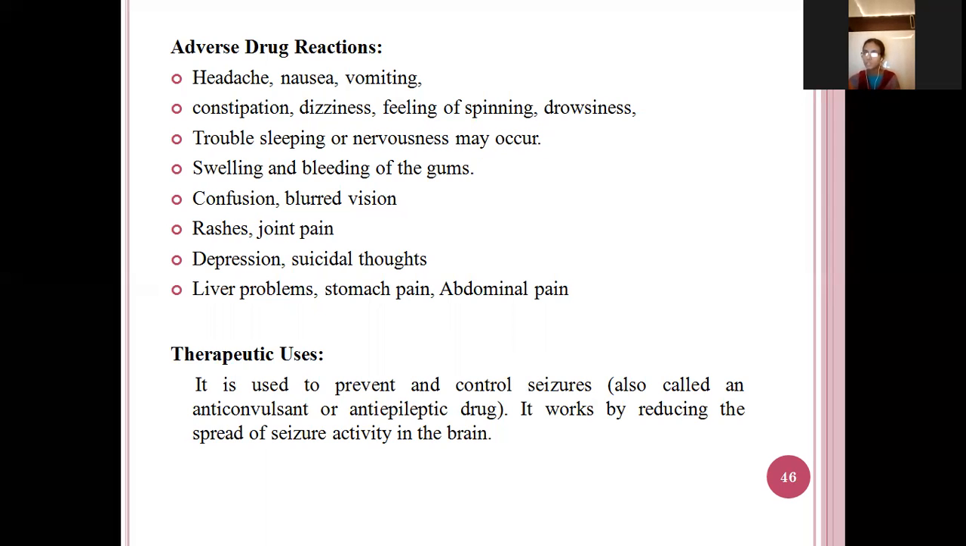Next uses, it is used to prevent and control the seizures. Means it is also having the anticonvulsant activity or antiepileptic activity and also it is used in the treatment of arrhythmia. So it is also having the anti-arrhythmic activity.